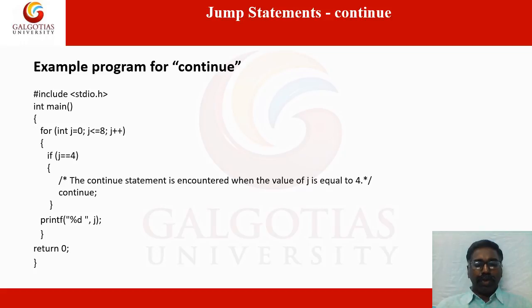What is the meaning of this continue here? When the value of j is equal to 4, it will continue, then it will bypass this print statement, so that 0 will print, 1 will print, 2 will print, 3 will print, 4 will not be printed, 5 will be printed here. But if it were break, until 3 it would be printed, then it would break the statements. But here we can see the output: 0, 1, 2, 3 are printed, 4 is not printed, and 5, 6, 7, 8 are printed here. That is the major difference between break and continue.